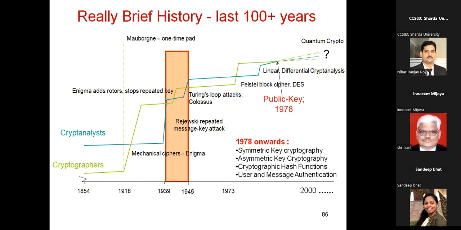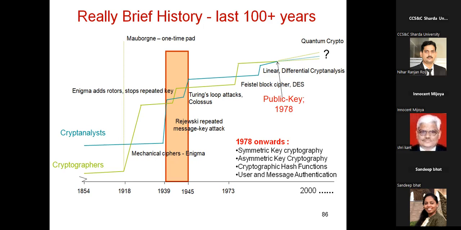Again, the cryptanalyst had the upper hand until 1854, and then in 1970, when public key cryptography came into the picture, after that they always show this swing. Sometimes they are up, sometimes they are below. But the struggle is a very systematic war going on between the cryptographer and the cryptanalyst.